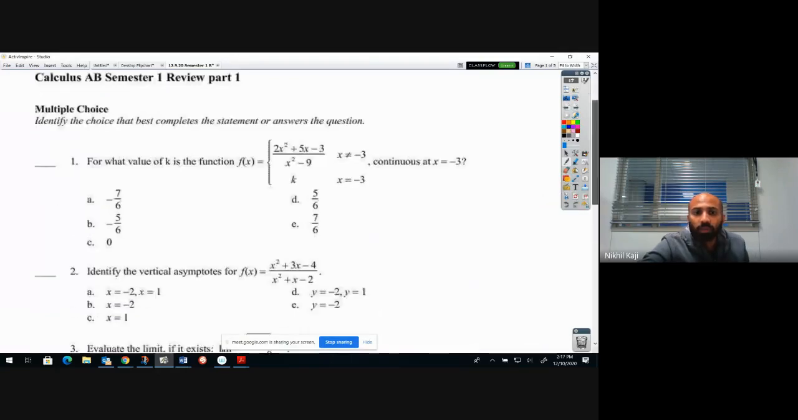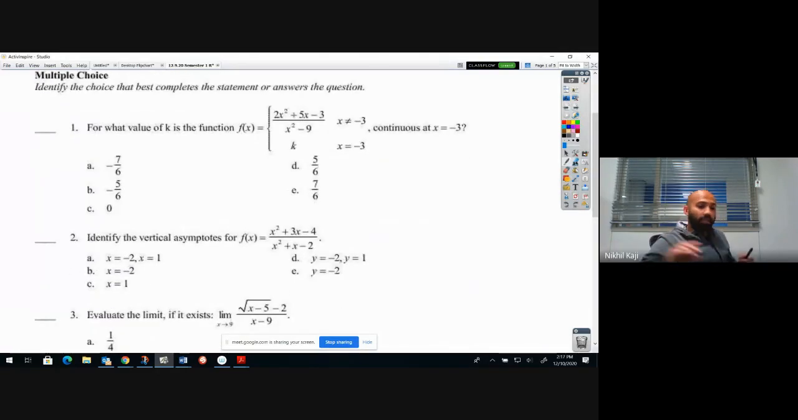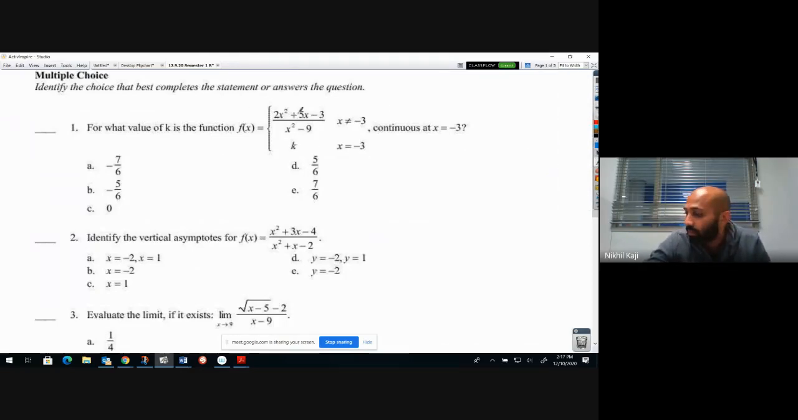All right. So for number 1, here we have to make the situation continuous. If you remember, to make it continuous, that means we don't have any asymptotes or any holes or any jumps. In this case, we'll probably have a hole because we can't plug in -3, because the denominator is 0. So that means we need to factor to see where we do have the hole. And then once we know where the hole is, we can just set k equal to the hole, because that'll fill it back in.